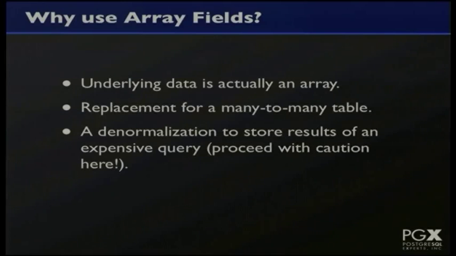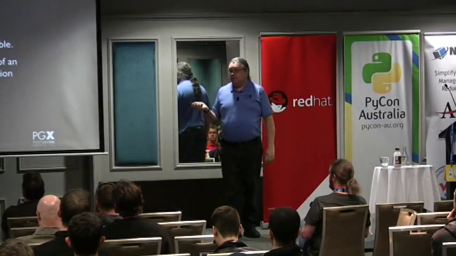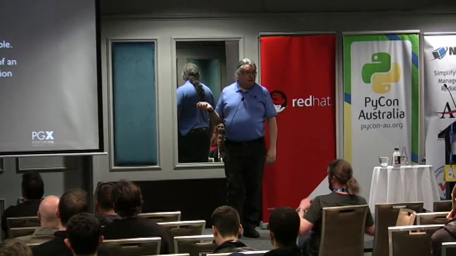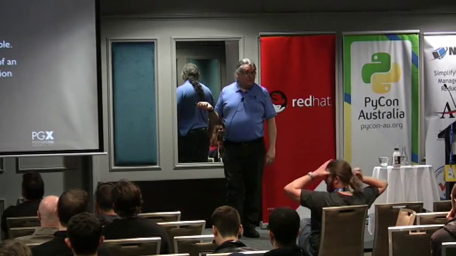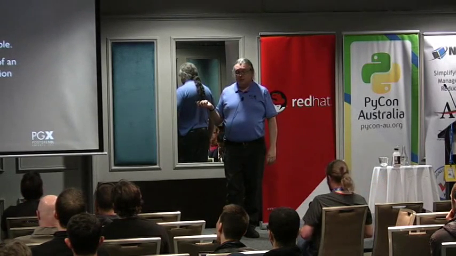Also, occasionally you want to denormalize and store the results of an expensive query. For example, you may maintain this many-to-many table, but keep intermediate results, like the last 25 things someone liked, in an array for fast display. Do proceed with caution here, because you don't want to go crazy on denormalization. That can get you into trouble. But that is one very good use for an array field.